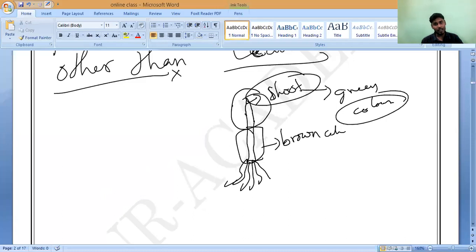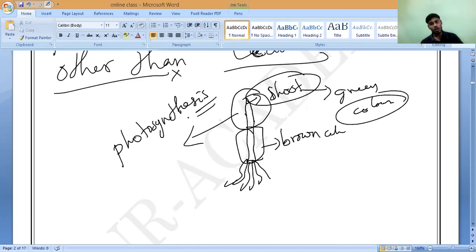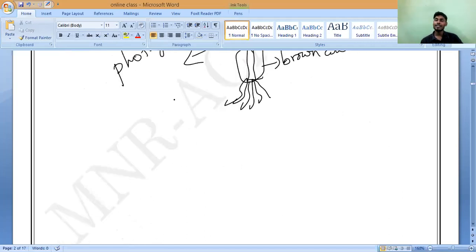When it is in green color, it will also carry out photosynthesis. So if you take some plants, not only the leaves, some other parts of the plants also carry out the photosynthesis reaction. Those parts are called green stems, and we can also say green branches.